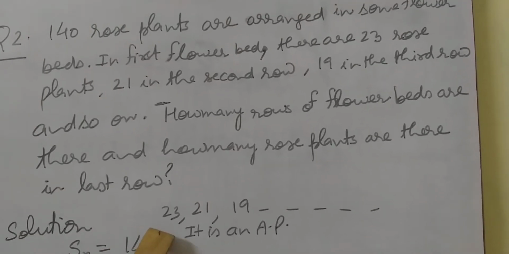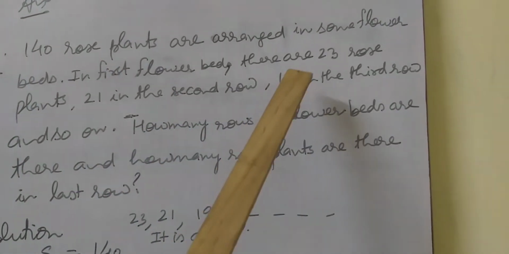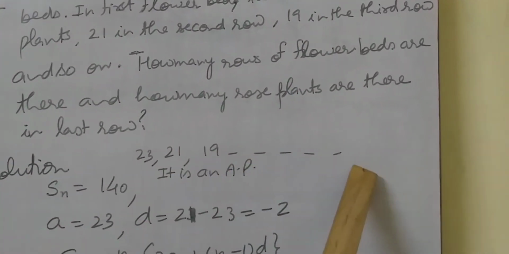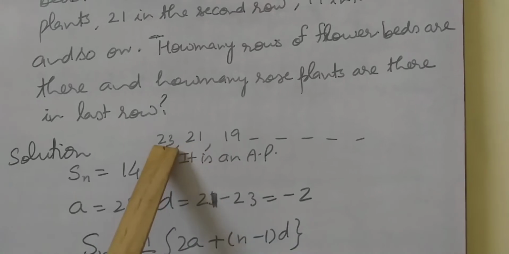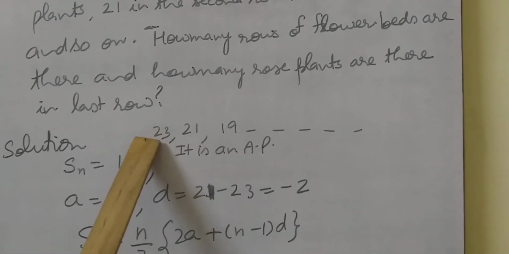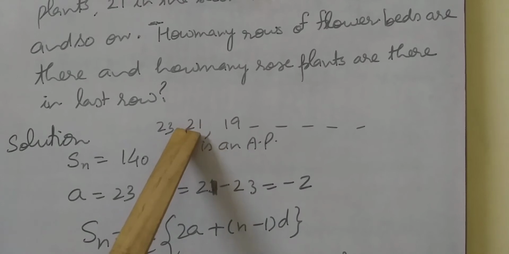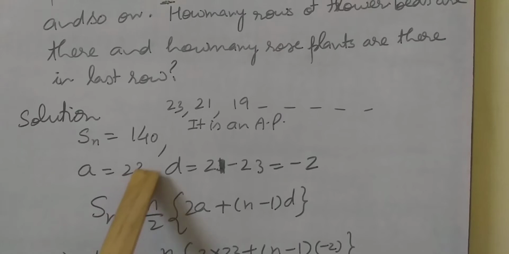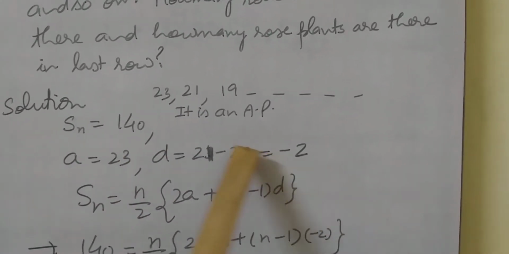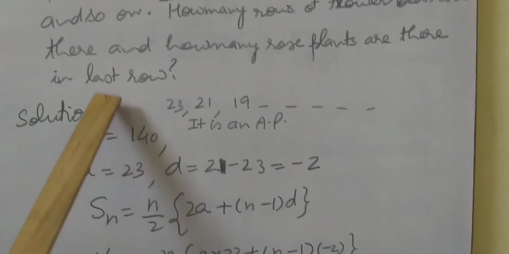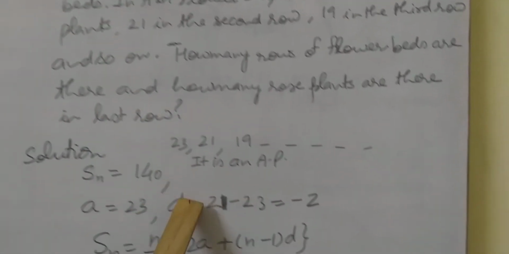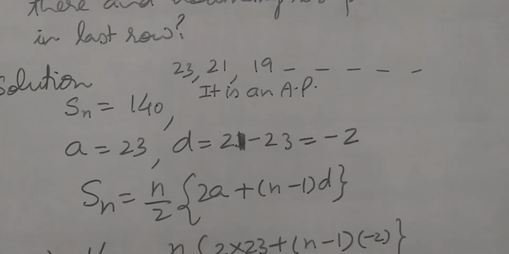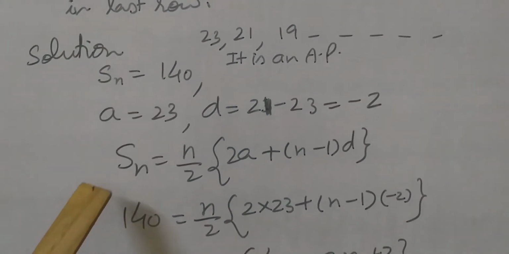So students, first write the sequence. In the first row 23, then 21, then 19, and so on. So you can check the difference. It is minus 2: 21 minus 23 is minus 2, 19 minus 21 is minus 2. So it is an AP. A equals 23, D equals minus 2, and Sn, the total rose plants, is given to us as 140. Now students, we have to find n. How many rows of flower beds are there?